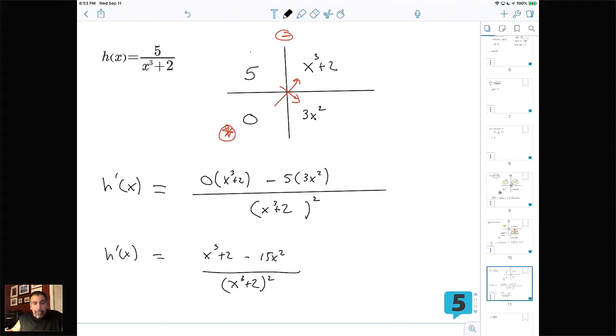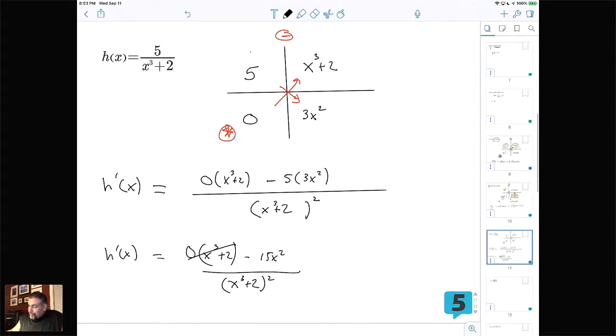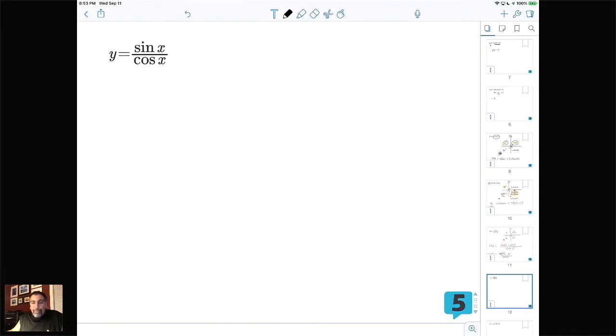So I hope through these examples you're starting to see how the quotient rule comes up. Okay. Oh, thank you. Times that 0, so I'd actually get rid of that. Thank you for that catch. So it would just be the negative 15x squared up on the top. Moving to the next one, okay?